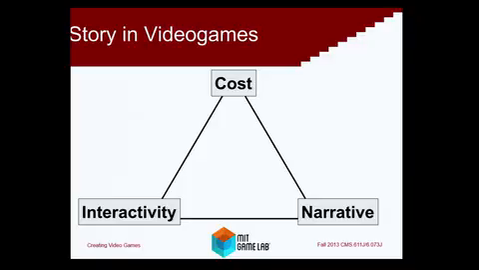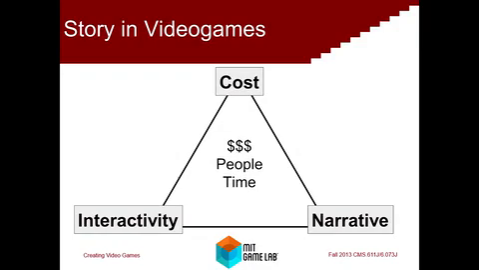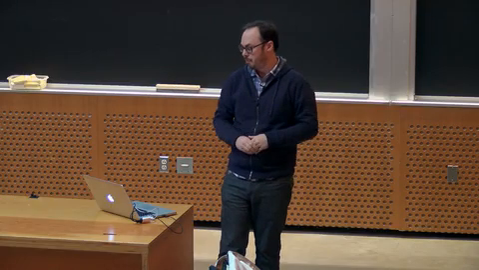So one way a AAA studio might think about making a game with story is, all right, so it's this balance between interactivity and narrative, right? And then there's this cost. So think of that triangle as the cost. It costs money to make these games. And that money is generally spent on people or time. So people times time, basically.